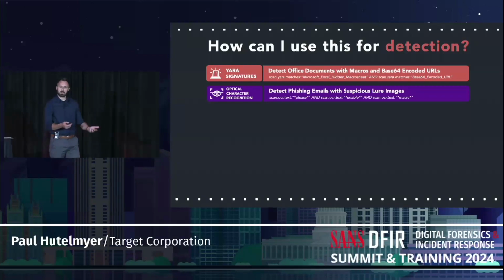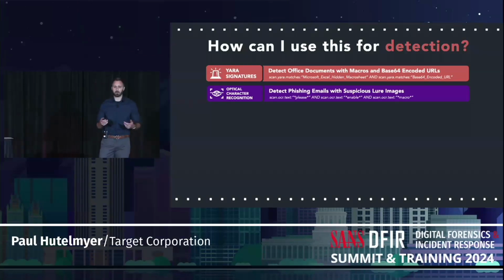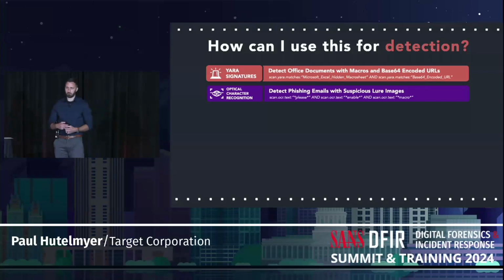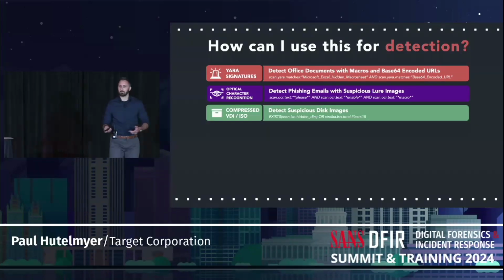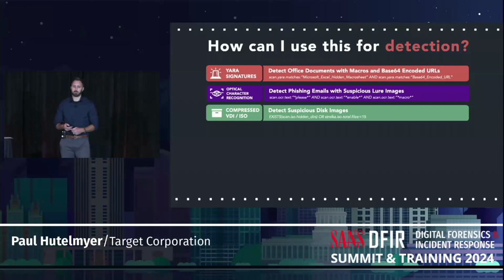OCR, right? I mentioned that as well. You can probably look for phishing emails, toad emails, et cetera. You know a series of keywords, you can find them if the image pulls out the text. Compressed images, so ISOs, right? If you want to pull out hidden directories from your ISOs, if you want to say, I want to see how many files are in this ISO, if there's less than 10, right? That's weird. Why is there an ISO that's so small, right? It has so few files in it.